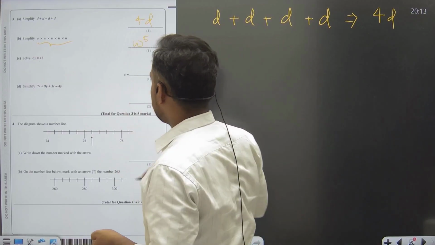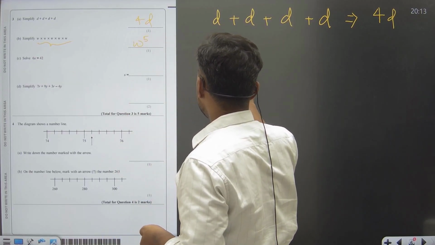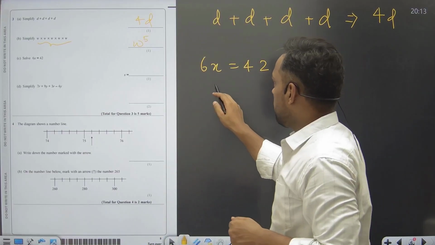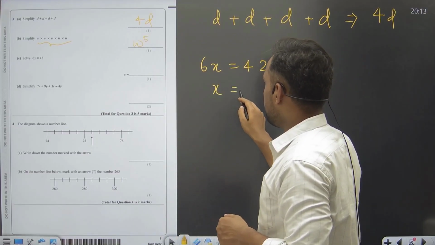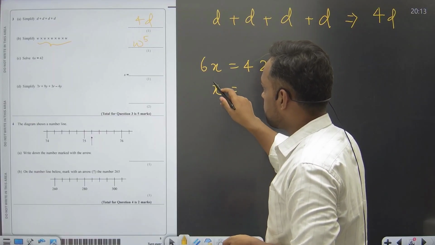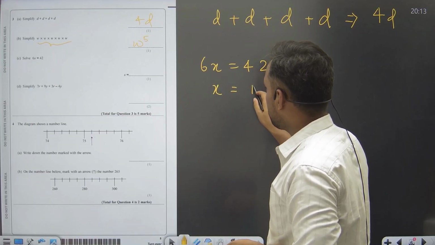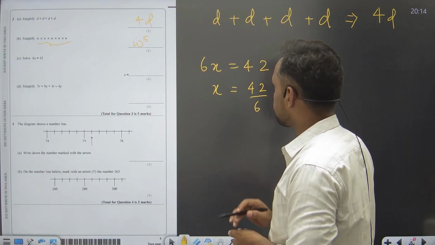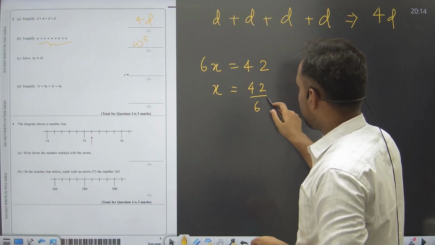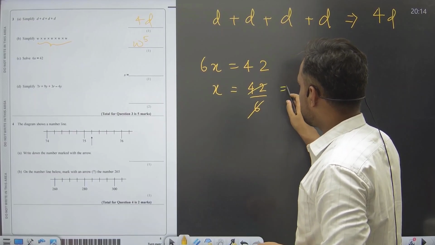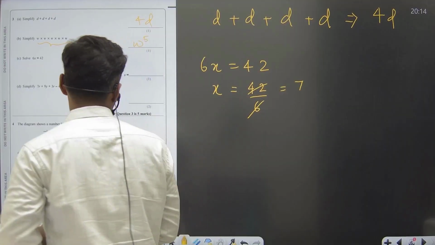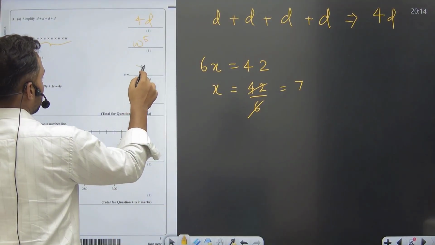Solve 6x equals 42. 6x is equal to 42. What we need to do here, student? We will be dividing both sides by 6. So if we divide both sides by 6, here you will get 1x and here you will get 42 upon 6. So what is the divisor here? You will get 7. Means 6 cross 7 is 42. So x will be 7.